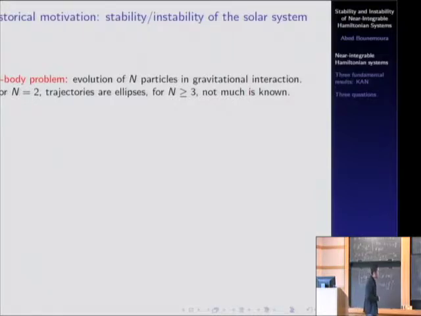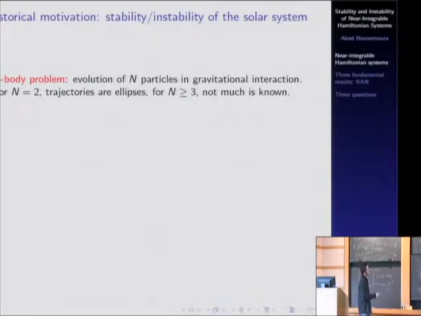You take n particles that interact with each other with the gravitation law. It means that the attraction between two particles is proportional to the inverse of the square of the mutual distance and to the product of their masses. Okay? So this is Newton's law. And so for n equals 2, this can be solved explicitly somehow. Trajectories are ellipses, okay, with negative energy if you want.